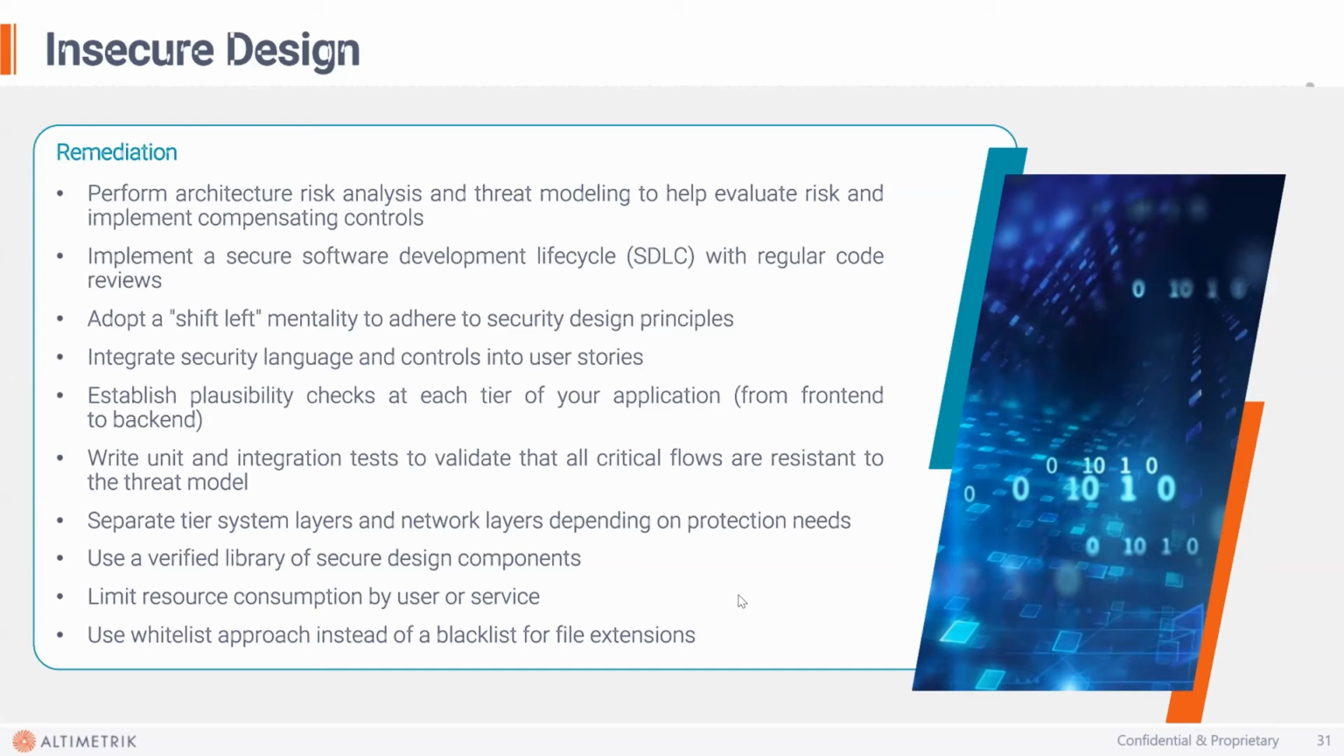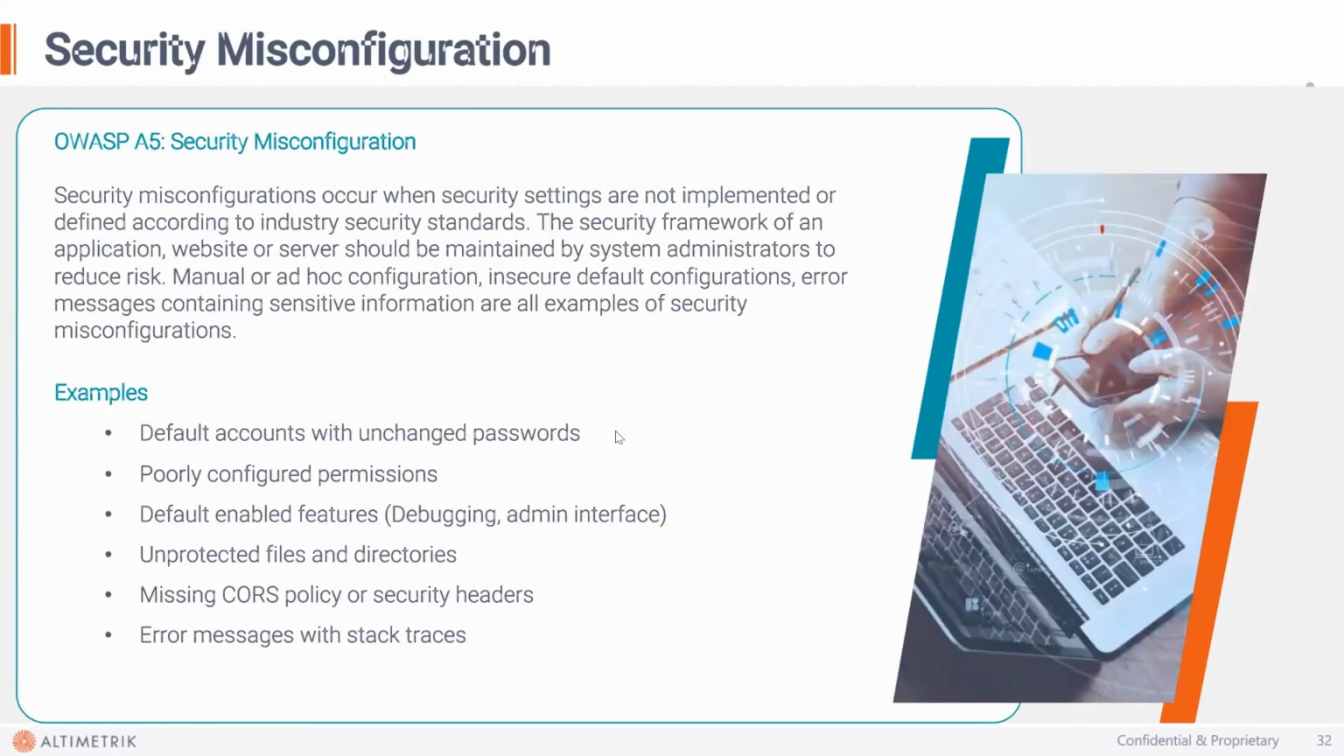So moving forward, we're going to go to number 5, which is security misconfiguration. So what is that? Security misconfigurations occur when security settings are not implemented or defined according to industry security standards. So security frameworks of an application, website, or server should be maintained by system administrators to reduce risk. Manual or ad hoc configuration, insecure default configurations, and error messages containing sensitive information are all examples of that.